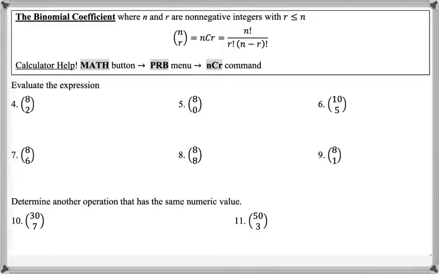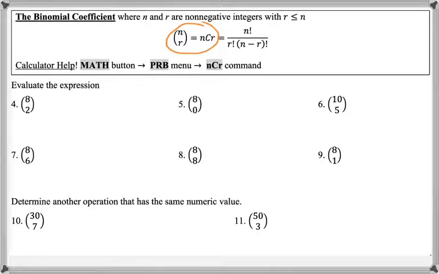The next part of the section is on the binomial coefficient, and this is the n choose r operation, where n and r are non-negative integers with r less than or equal to n. The n choose r operation is usually taught in a probability or statistics section, and it means how many ways can we choose r items from n items, and the order is not important.